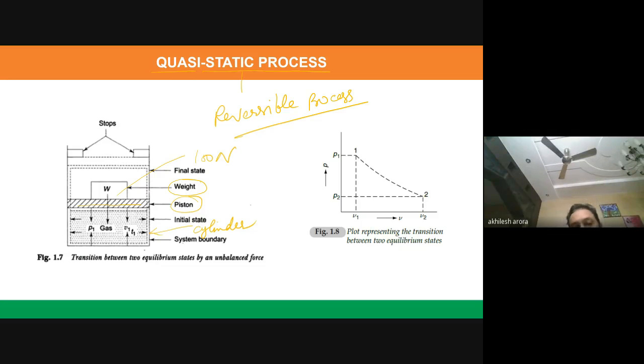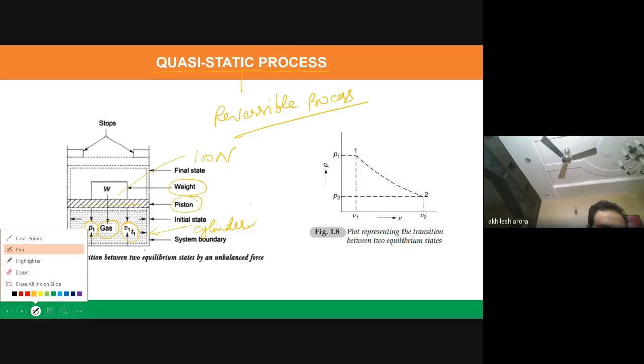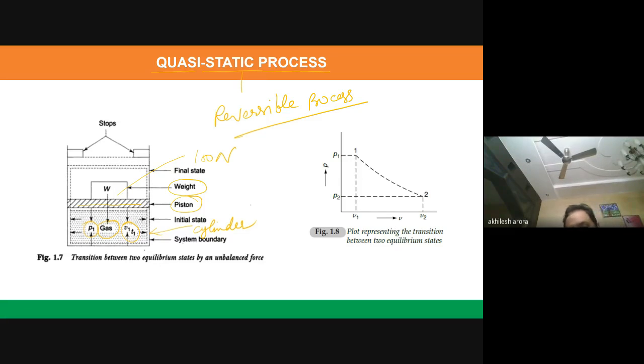Under this particular weight, you can see that the gas is existing at a particular pressure P1, its volume is V1 and temperature is T1. These are the state coordinates actually. The gas is existing at pressure P1, temperature T1 and volume V1, and there is a weight over it which is equal to 100 newtons.